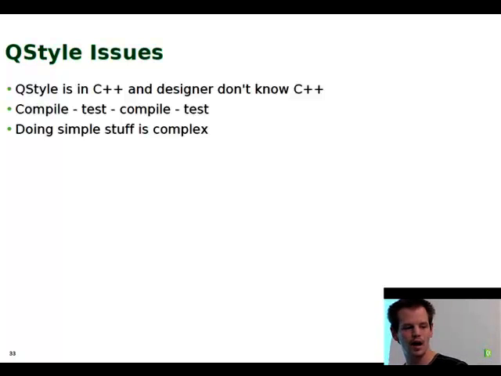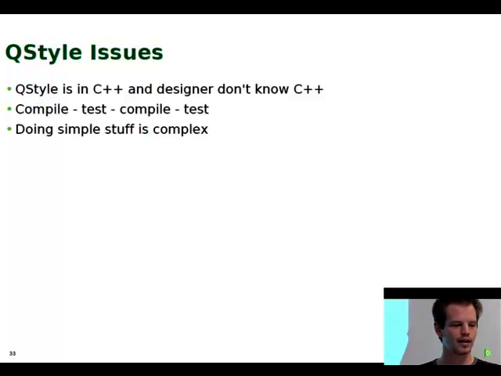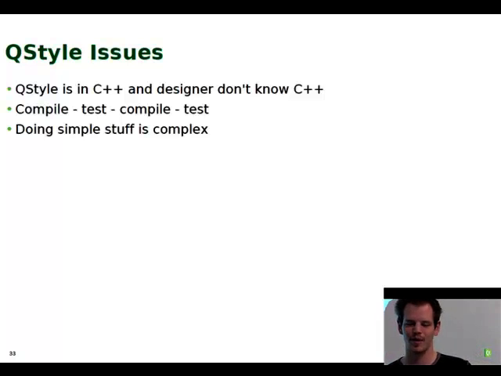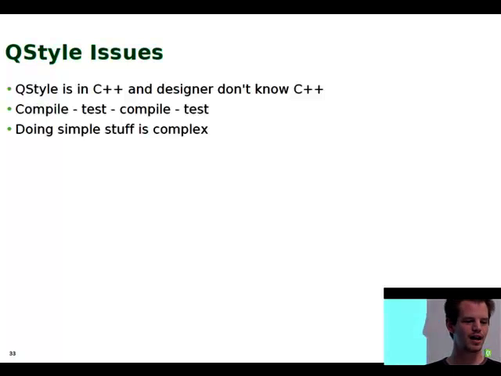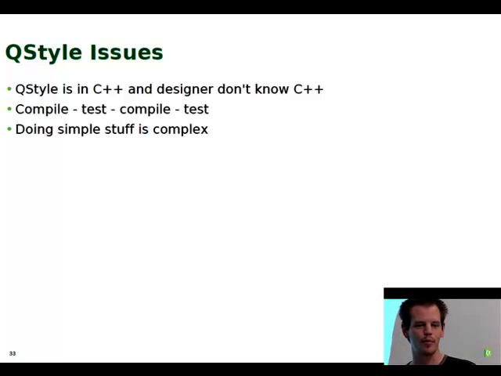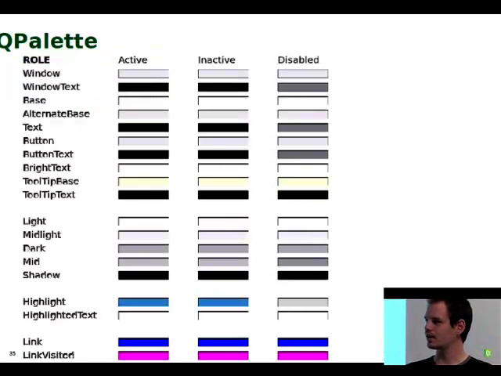Also, we have to compile all the time. And that takes time, because you compile, then you test, okay, this pixel should be more white, then you change the code, you compile again, then you visualize. That takes time. And doing simple stuff requires a lot of code. If you just want to change the appearance of all push buttons, you have to write a lot of code. So the solution for that is style sheets.